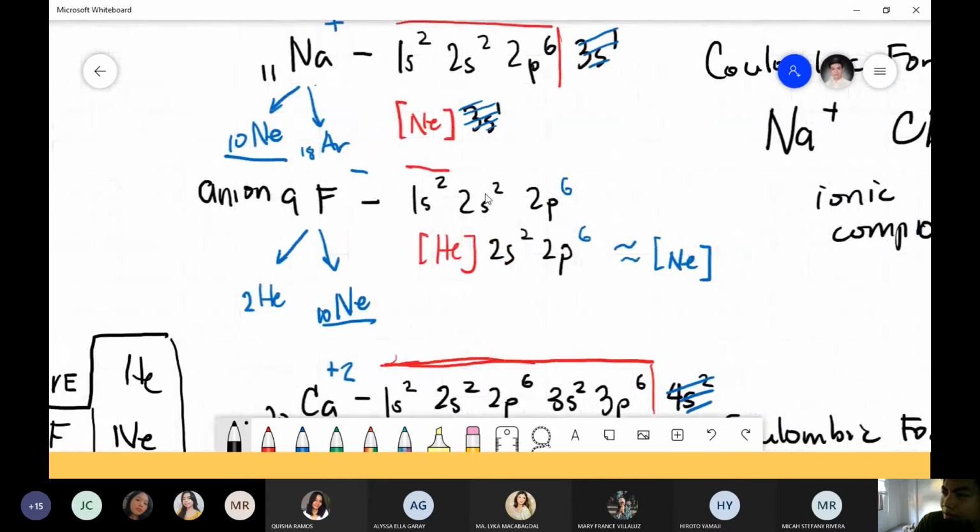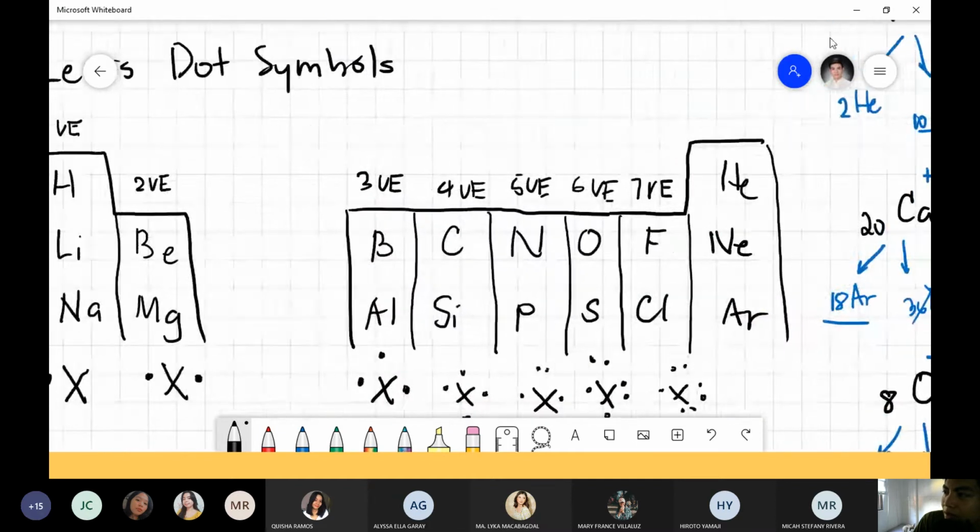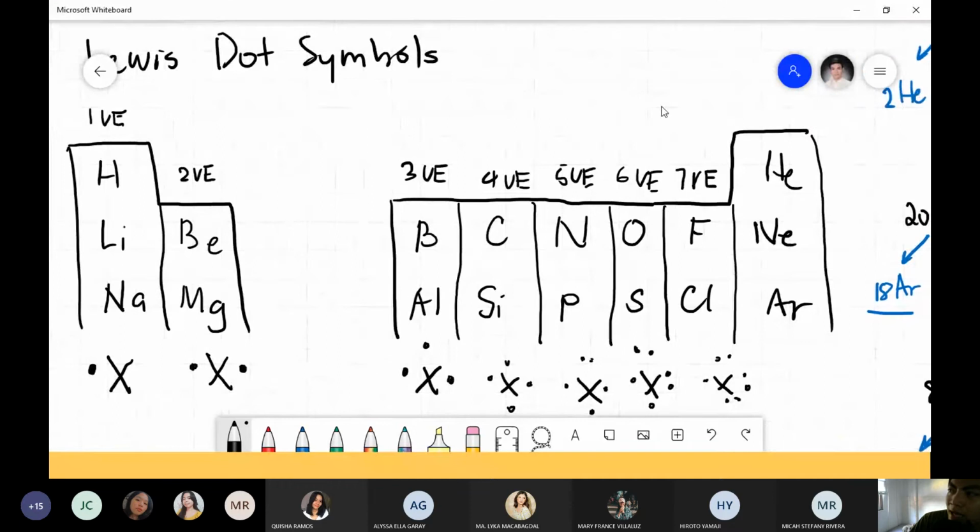This one, okay, so it has 7 valence electrons earlier. So 2 plus 5 is 7, right? And then lastly, for the noble gas, we have 8 valence electrons except for helium. Okay? So neon, argon, krypton, they will all have 8 valence electrons.